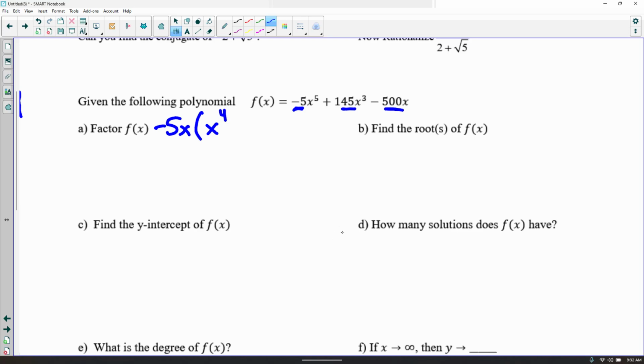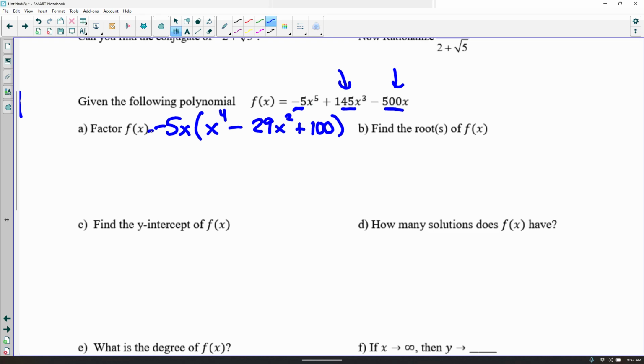All right, now. So I am pulling the -5 out of 145. How many times will 5 go into 145? 29 times. And what happens to your sign? And that is now x to the what power? Thank you. How many times will 5 go into 500? 100 times. The x disappears and the sign is positive.